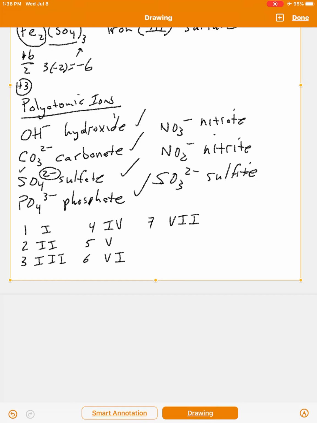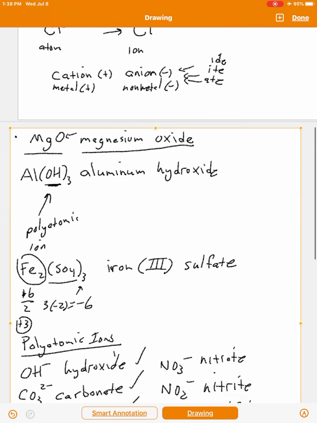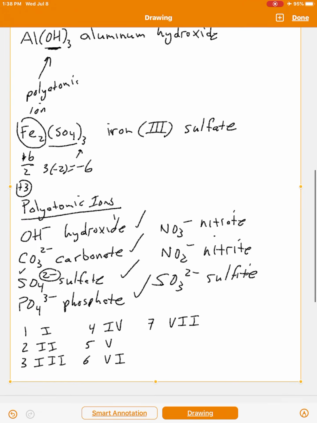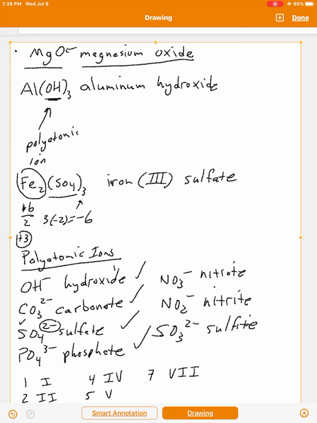It's a holdover from the days when academics in Europe used Latin as the language of science and the language of academics. Still exists with us even today, the Roman numeral system. Okay, so this last one would be called iron(III) sulfate. Okay, the 3 in Roman numerals is an indication of the +3 charge of the iron ion in that compound.